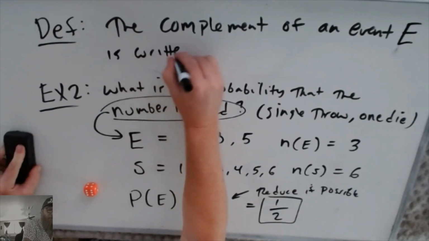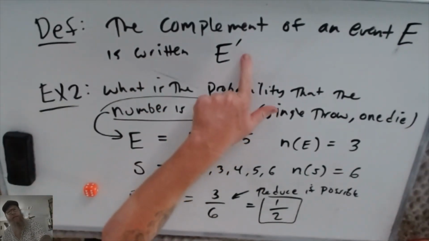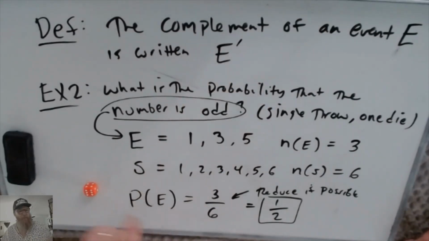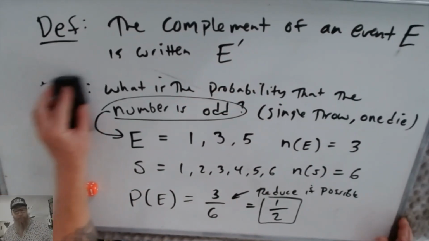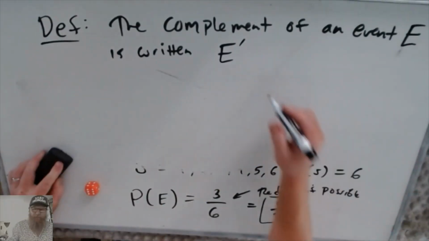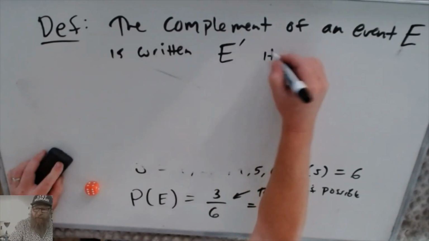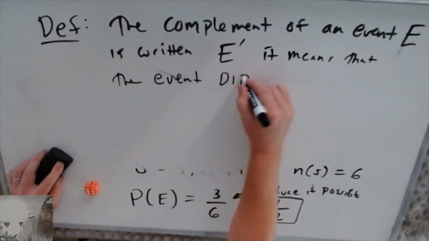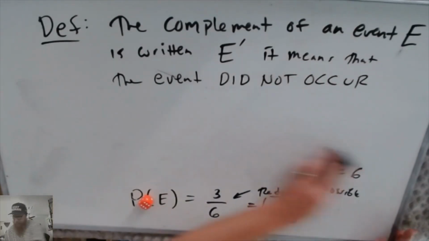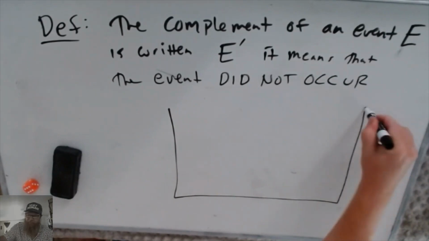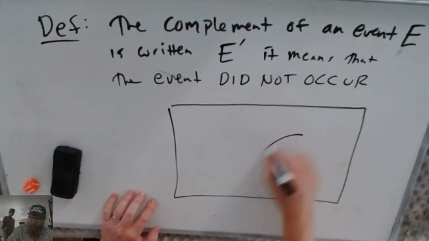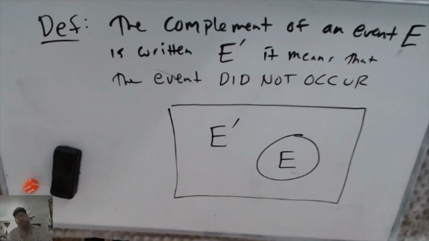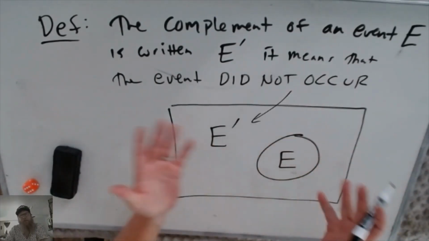is written E prime, just like we did in set theory notation. Although back in set theory, we had several notations for complement. In probability theory, it's pretty exclusively using the prime symbol. It's written E prime, and it means that the event did not occur. You can kind of go back to set theory, and you have your E is the event occurring. E prime is the event did not occur. So it's sort of outside of the event space.